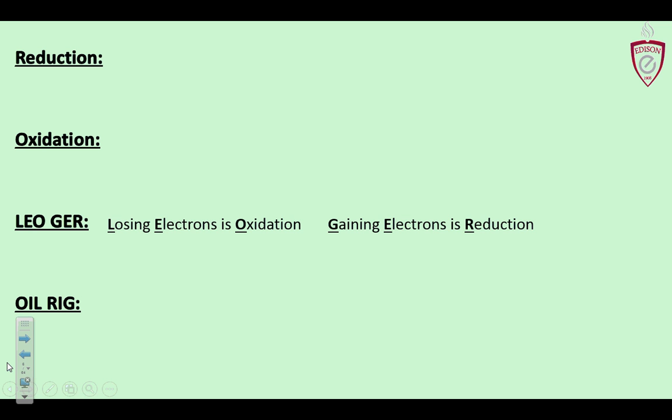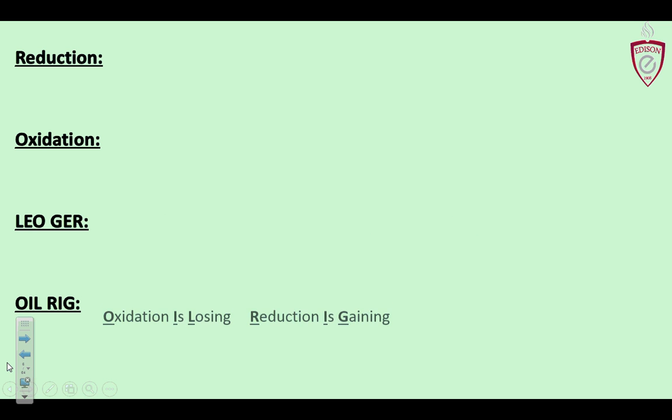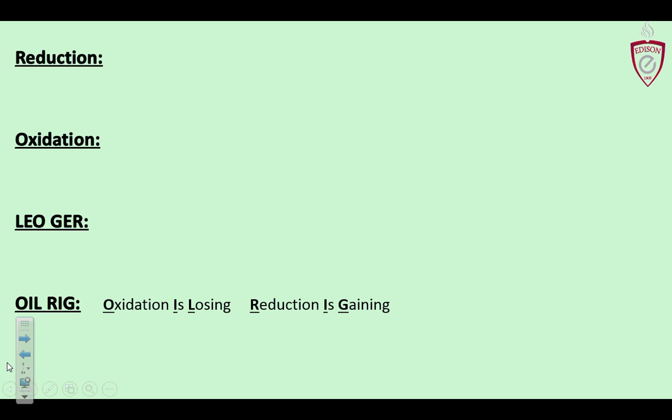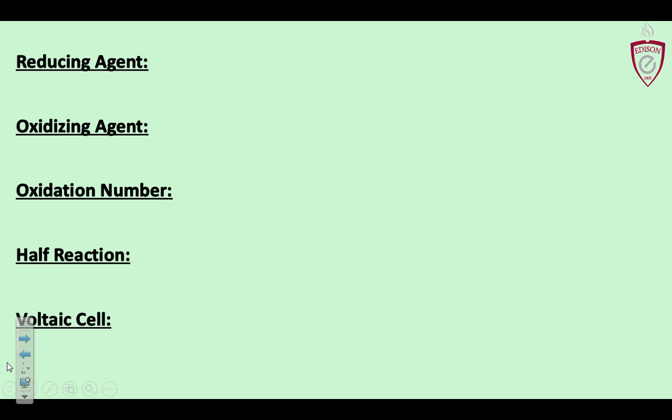And there's another device to learn the exact same thing. This is the one I particularly use, OIL RIG. Oxidation Is Loss of electrons. Reduction Is Gain of electrons. Notice OIL RIG doesn't have the key term electron in it. It just makes it understood that you're gaining or losing electrons to form ions. LEO GER has the word electron in it, which is why I prefer it, because it reminds you that we're talking about electrons. You guys pick whichever one works for you, and stick with it. We're cool if you use either one.